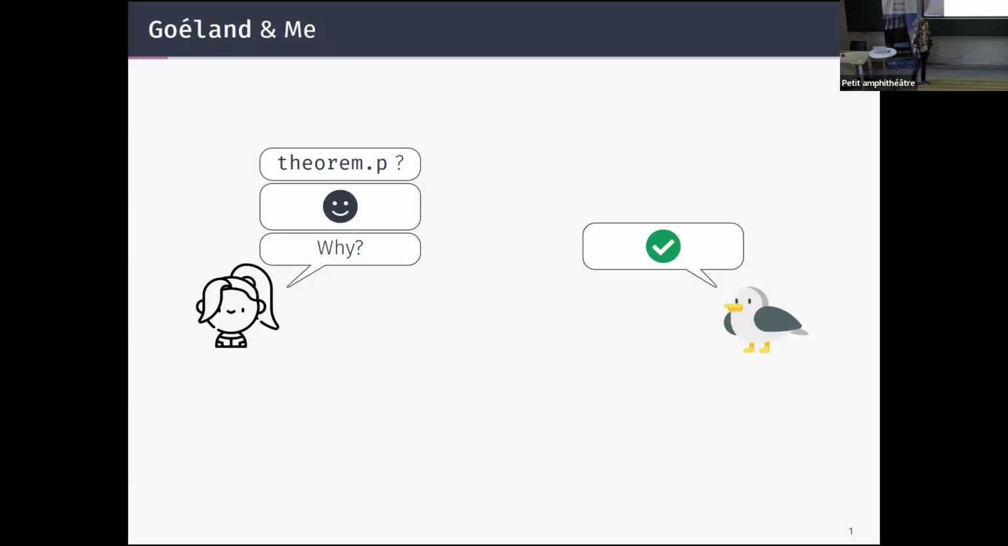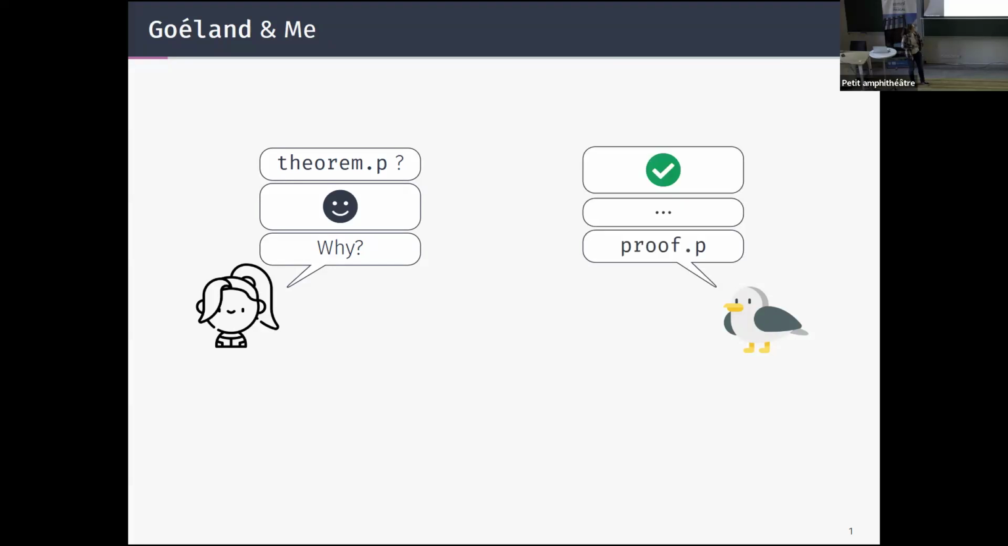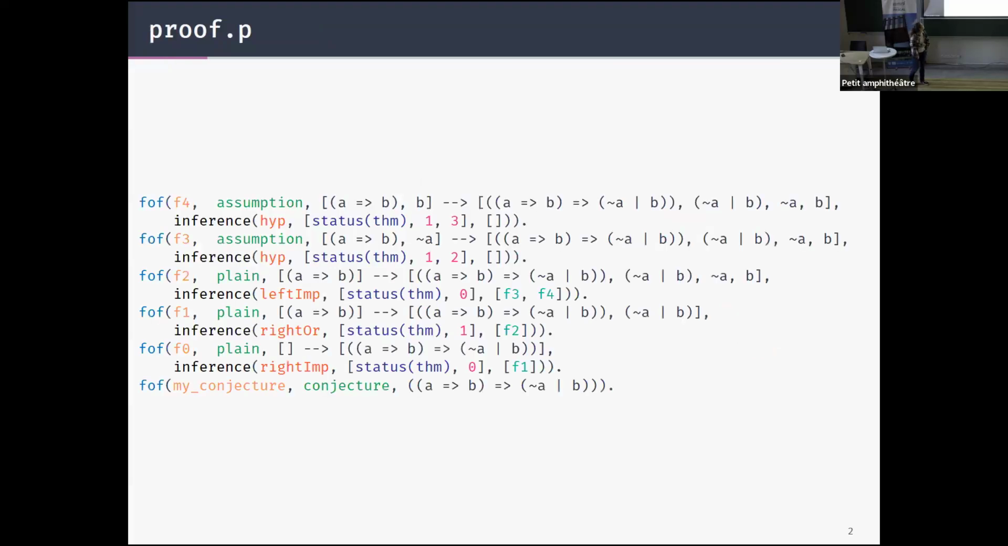But since Goéland is my prover, I obviously don't trust it at all. So I wanted some guarantee about my proof. And so I asked Goéland, why is it a proof? And after some time, he told me this, proof.p. And proof.p looks like that. So it's beautiful, it's TPTP, obviously.